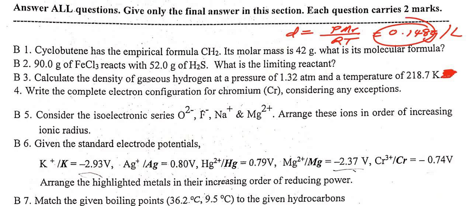B5, they are saying consider isoelectronic series. So isoelectronic series are simply these guys that have obeyed the octet rule by either gaining or losing, and we have to arrange them in the order of their increasing ionic radius. Yeah, so which order here are we going to follow, Nimezi? What was your thinking?